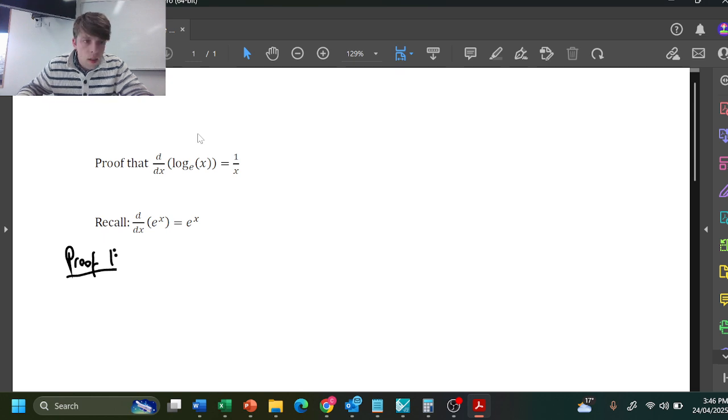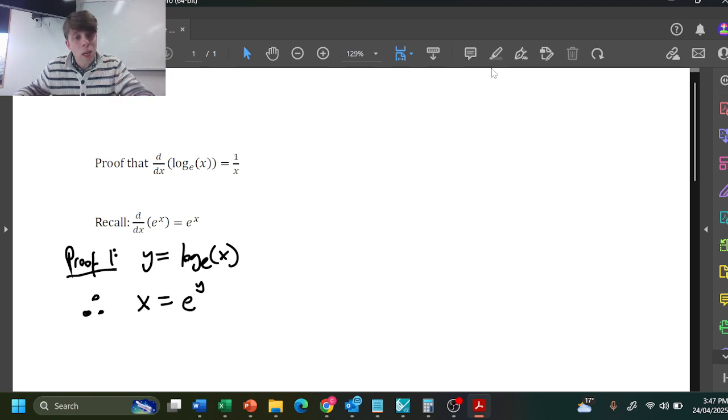So let's start by writing out what we have here. We have y equals log e of x. If we recall the definition of the logarithm, we can rewrite this expression. If we swap the way we write this around a little bit, this is exactly the same as saying that x is equal to e to the power of y. This is the definition of exponents and logarithms. This is the relationship between them.